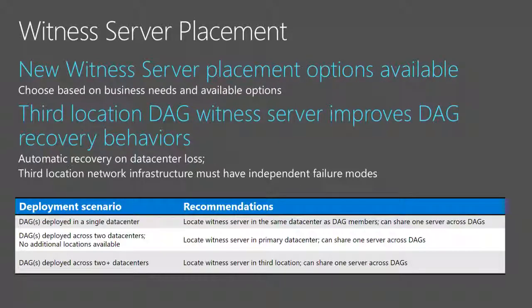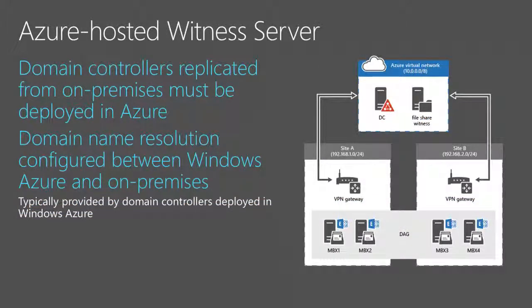The witness server, we now give you some new placement options. Okay, so you can do things like put it in a third data center or put it in Azure. That's another option that we have. By putting the witness server in a third location whose network is independent from the other two locations, especially from a failure perspective, you can then get automatic failover for your databases and therefore automatic data center site resilience as well. Okay, so let's talk a little bit about Azure.